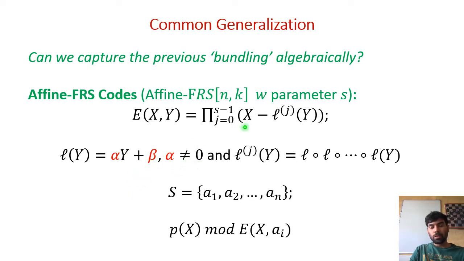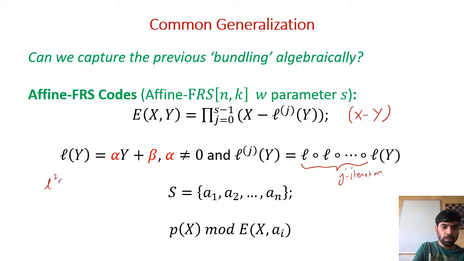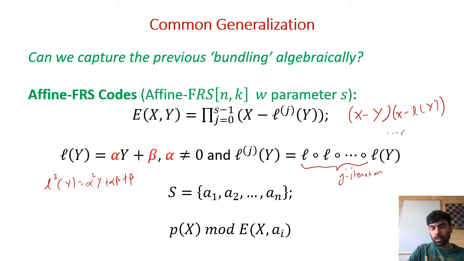And what we are going to do for the bivariate polynomial is have a product of s linear forms. The first linear form will just be x minus y, because L^0(y) is just identity, and L^j(y) just stands for j iterations of L applied to y. So for instance, L squared (y) would just be alpha squared y plus alpha beta plus beta. And the bivariate polynomial is nothing but repeated applications of L to y, s minus 1 times.